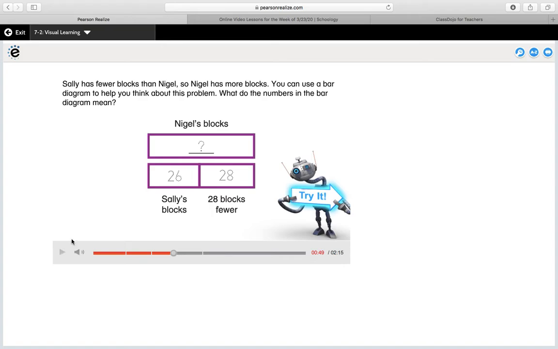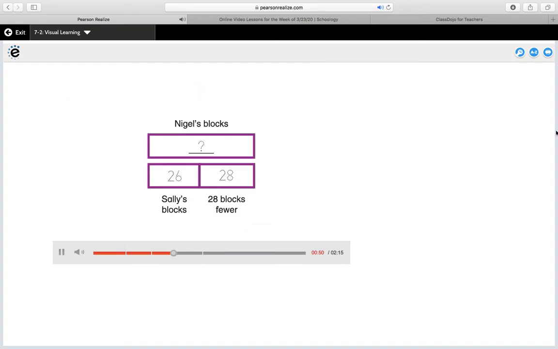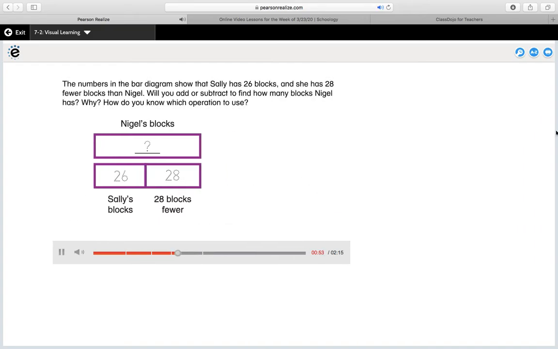We should know that 26 represents a part and 28 also represents a part. So the amount that we're looking for, which is Nigel's amount of blocks, is actually considered the whole. The numbers in the bar diagram show that Sally has 26 blocks, and she has 28 fewer blocks than Nigel.